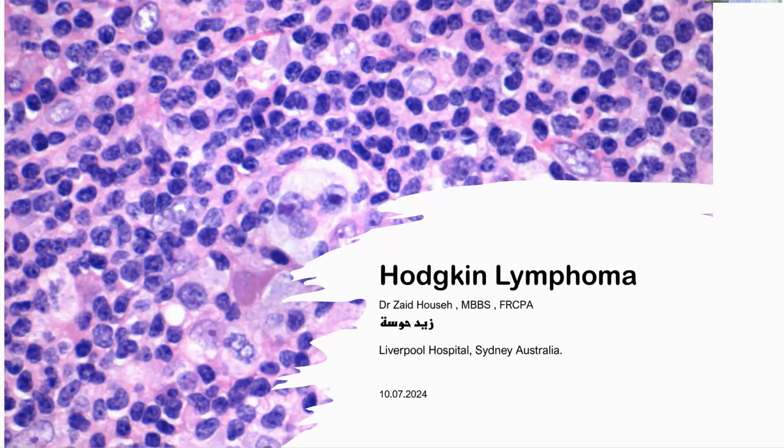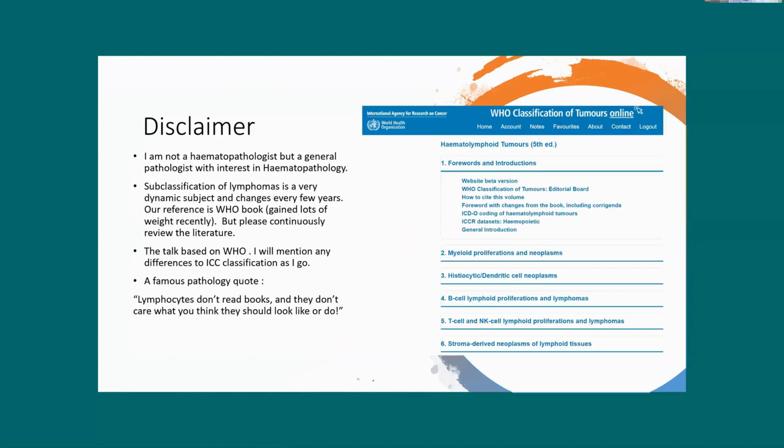So as Richard said, the topic is an old favorite. Hodgkin lymphoma is an entity that has specific features, and it has stood up for centuries now. I'll be talking about Hodgkin lymphoma in general, in basic terms. I have a couple of disclaimers.